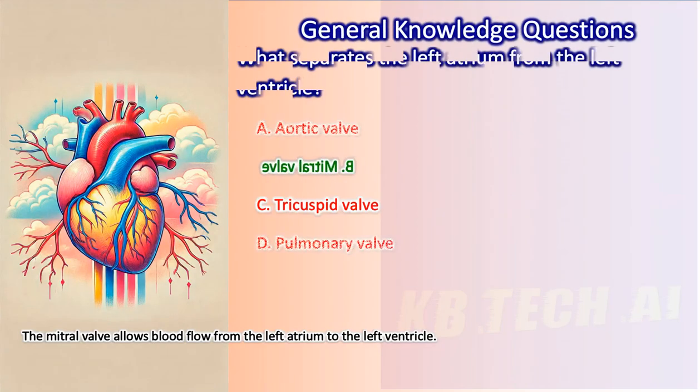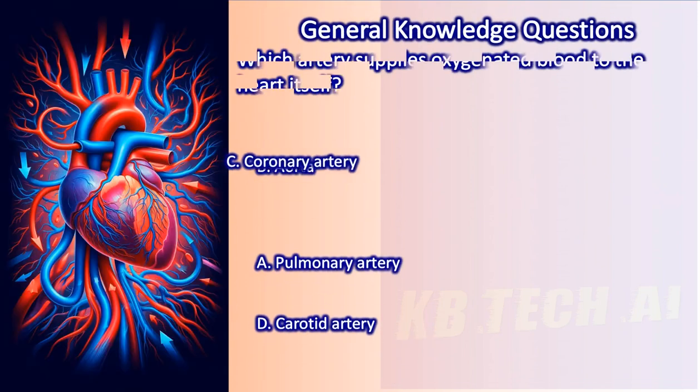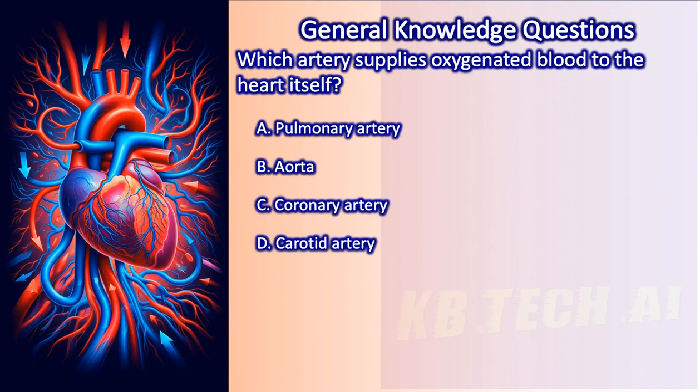The answer is option 2. Mitral valve. Which artery supplies oxygenated blood to the heart itself? Option 1. Pulmonary artery. Option 2. Aorta. Option 3. Coronary artery. Option 4. Carotid artery.